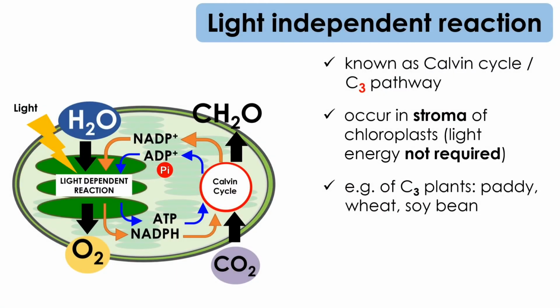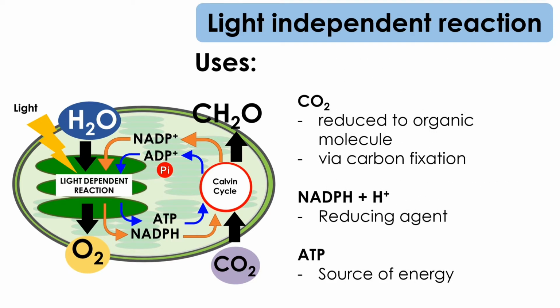The second part of photosynthesis is the light-independent reaction, also known as the Calvin cycle. The Calvin cycle takes place inside the stroma of the chloroplast, and the process does not use energy from the light. Instead, the Calvin cycle uses energy from ATP as well as a reducing agent, NADPH. Both ATP and NADPH were produced during the light-dependent reaction.